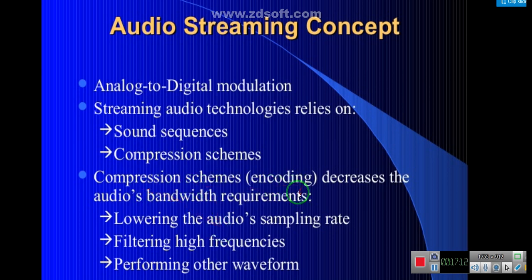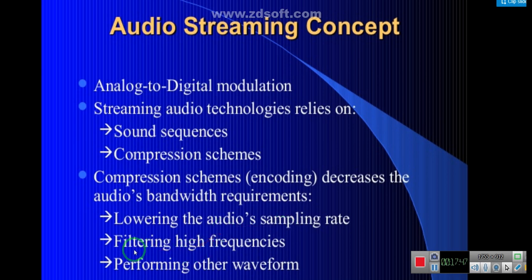Compression streaming encoding decreases the audio bandwidth requirement. I told you before why we are going to do the compression: we need to decrease the audio bandwidth. Lower means reducing the audio sampling rate. You know about samples, the number of samples per second and the number of bits per second. So in audio or in video we mostly use samples, not bits. Per sample we have a number of bits.